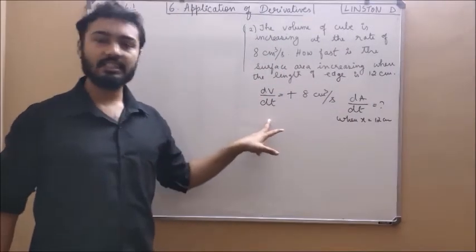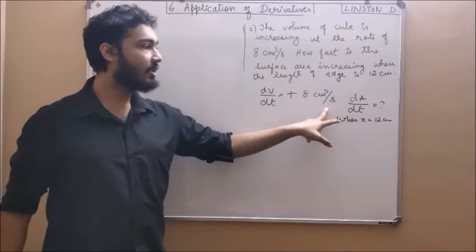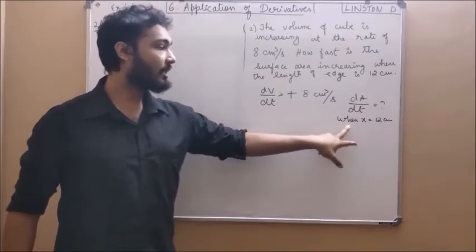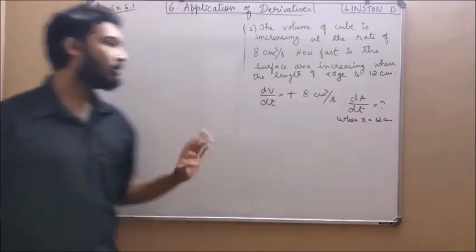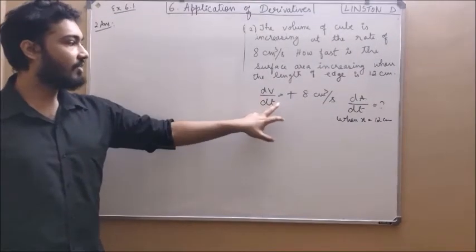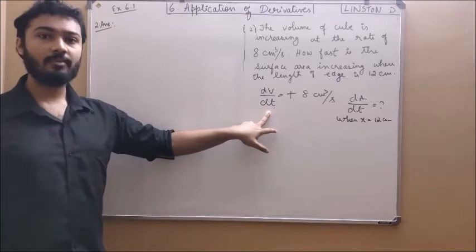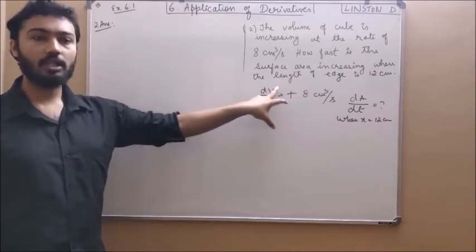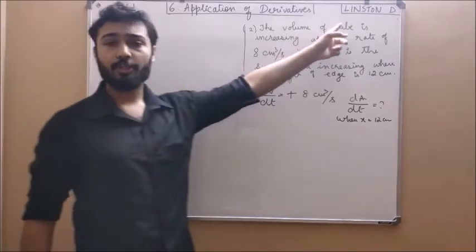So dV by dt is given, it is 8 centimeter cube per second. We have to find dA by dt, rate of change of area with respect to time when x equal to 12 centimeter. So now we will do the solution. First they have given dV by dt. What is dV by dt? Rate of change of volume with respect to time.